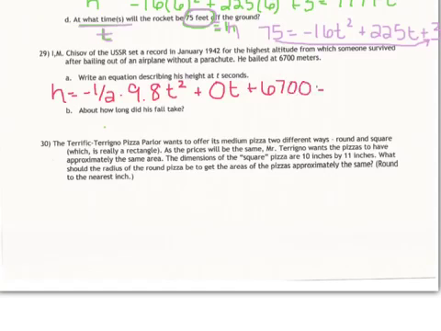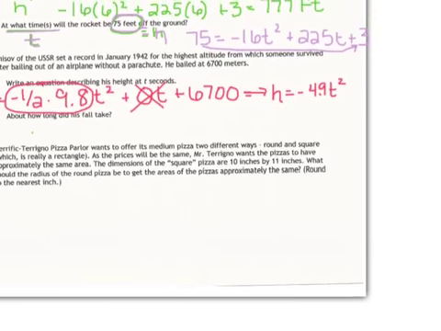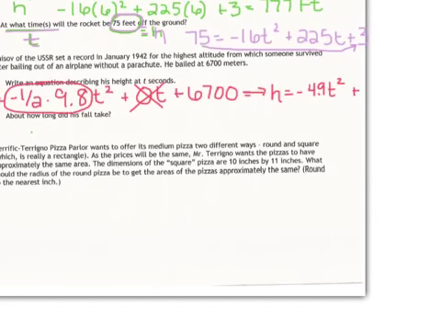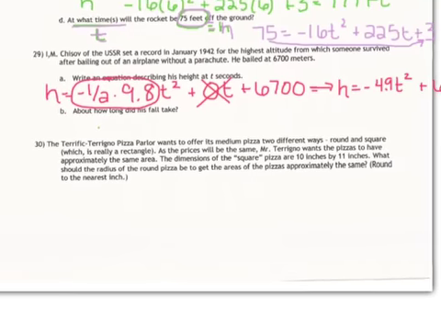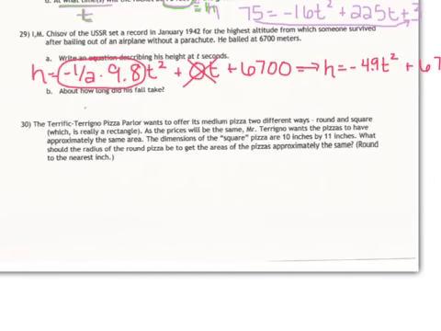Just to clean that up a little bit, really 0t I can cancel out, and I can put together the negative 1/2 and 9.8. So I'm going to rewrite this equation as h equals negative 4.9 t squared plus 6,700. Okay, that's my equation. Negative 4.9 t squared plus 6,700. Then it said, about how long did his fall take?